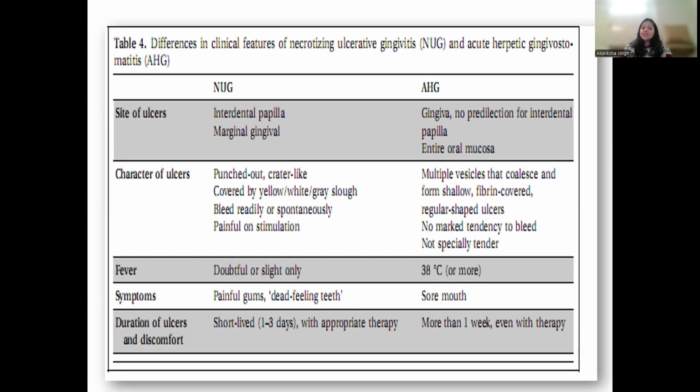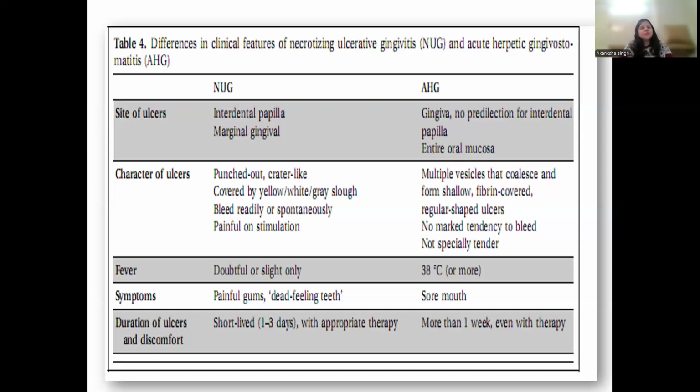When we talk about ulcer characteristics, NUG has punched out, crater-like, yellow, white, grayish, sluggish, spontaneous, painful ulcers. In acute herpetic gingivostomatitis, there are multiple vesicles that coalesce to form shallow, fibrin covered, regular shaped ulcers, with no marked tendency to bleed, and not especially tender. This chart will help you in exams, because if you remember it, you will remember all the signs and symptoms, sites of ulcers, clinical features, diagnostic features, etc.